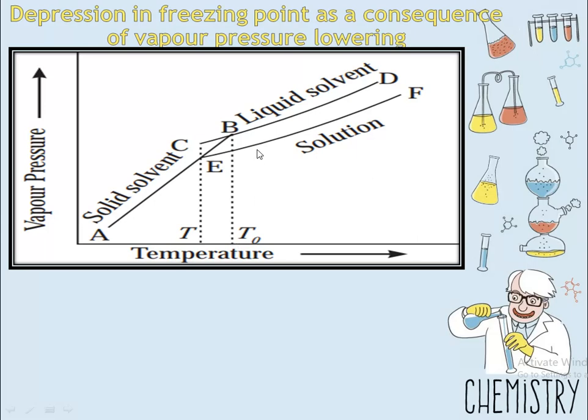Now when we add solute to the solvent, the vapor pressure of the solvent decreases and it becomes a solution. So a new equilibrium is established at point E, where the vapor pressure of the solid becomes equal to the vapor pressure of the solution. So this point E corresponds to the freezing point of the solution, that is TF.